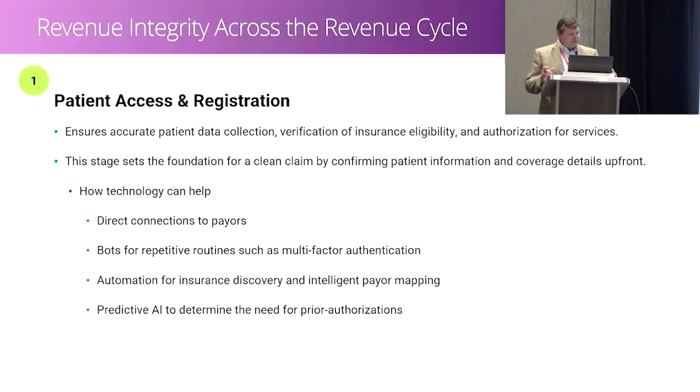You can have bots. Now, AI, I won't go on a tangent with AI. That could be a whole other hour of what I have to say about artificial intelligence. But part of that is bots, where you can have some automation built in for repetitive routines, such as multi-factor authentication. One of the things that a lot of the payers have done is when you used to be able to log onto their site, you could check for eligibility and verify the insurance, even go do some prior authorizations. It was easy. You just logged in, you're there. Now they want two-factor authentication.